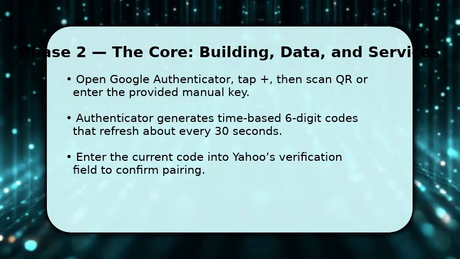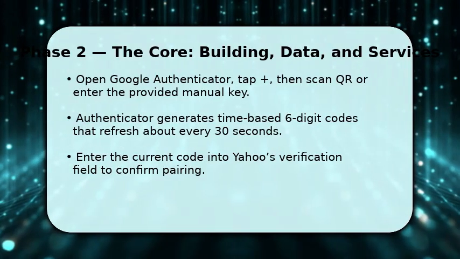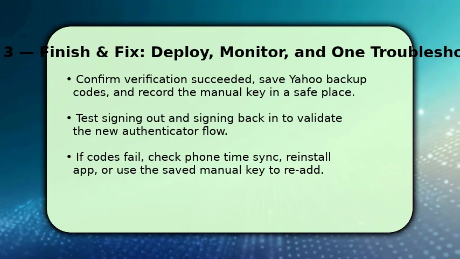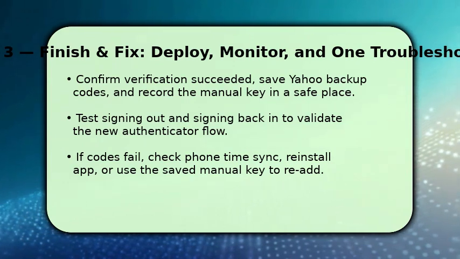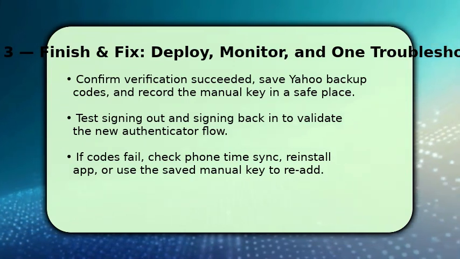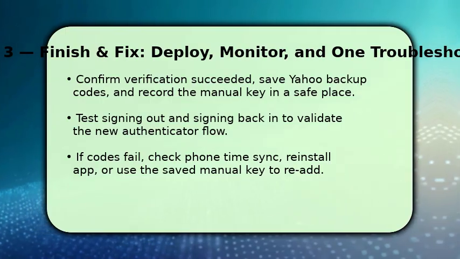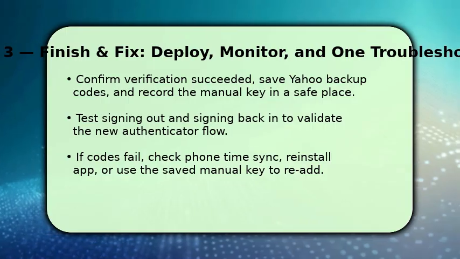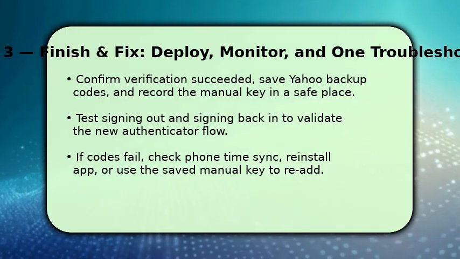So complete the process by confirming Yahoo accepted the code and then immediately save any backup codes Yahoo provides. Write down the manual setup key and store it securely. Once saved, sign out and sign back in to test the new flow. When prompted, open Authenticator and enter the code.